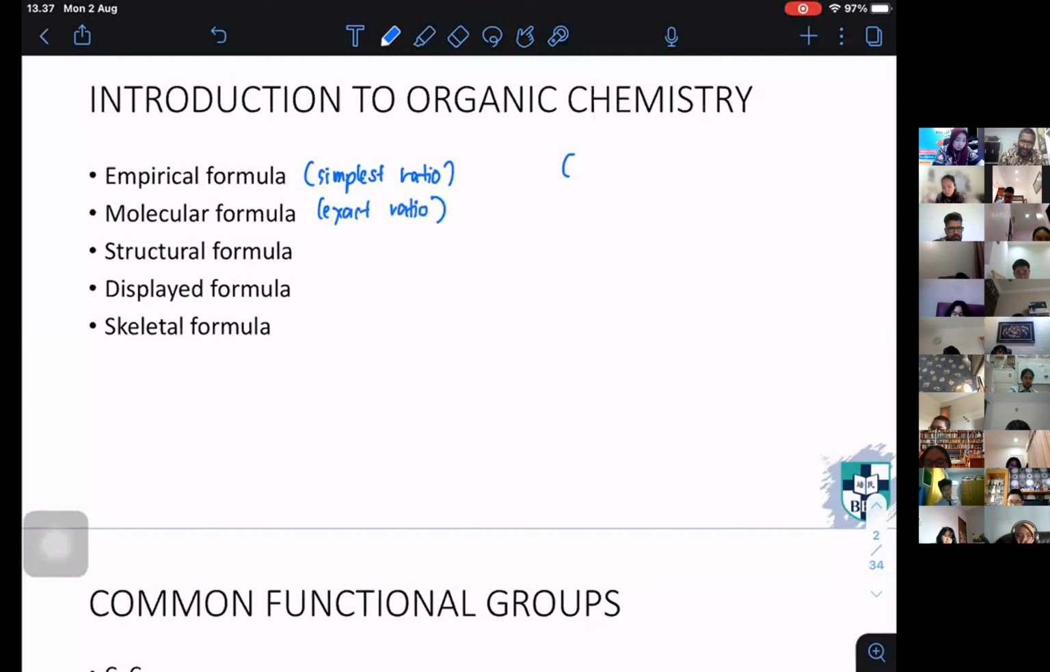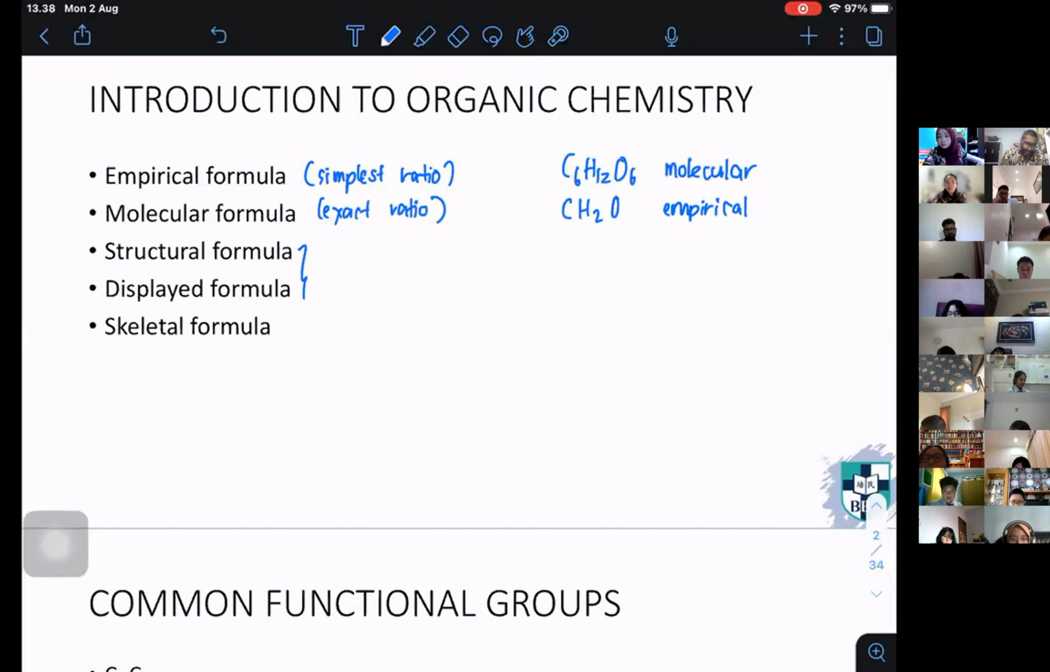So what is simplest ratio, exact ratio? Let's say, for example, you have C6H12O6, carbohydrate or glucose. This is your exact ratio, which is known as the molecular formula. But if I divide all this by 6, I am going to have CH2O. This is the simplest ratio, 1 to 1, so that is the empirical formula. This is the difference between empirical formula and molecular formula.